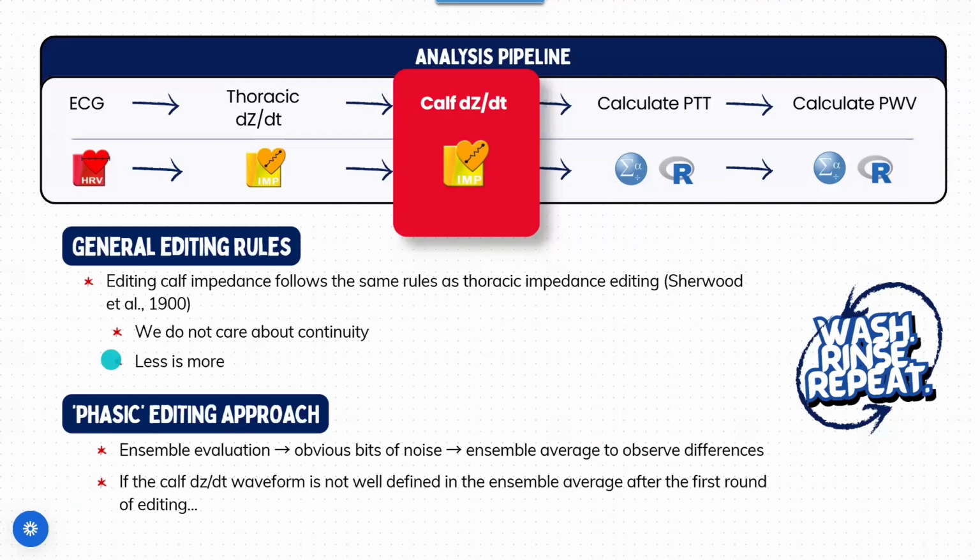Same thing here, we're going to be taking a phasic editing approach. We will look at our ensemble average and determine how much editing we think needs to be done. We'll start with the obvious bits of noise, and then we will check our ensemble average after this first round of editing to see if our waveform has improved. If we get done with our first round of editing and still think that our peak or our B could be better defined, we will wash, rinse, and repeat this process, informed by the ensemble average. Depending on what piece of the waveform looks like it needs more help, we'll determine what edits we make.